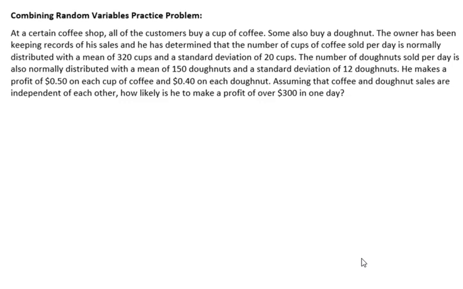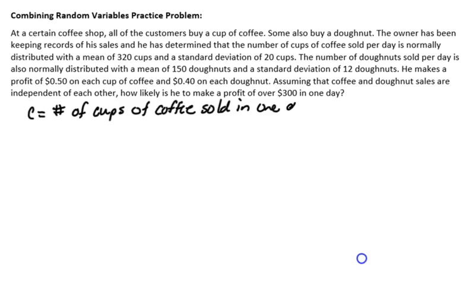So let's call the number of cups of coffee sold per day C, the number of cups of coffee sold in one day. Okay, we know that this is approximately normal, and we know that mu of C is 320 and sigma of C is 20.